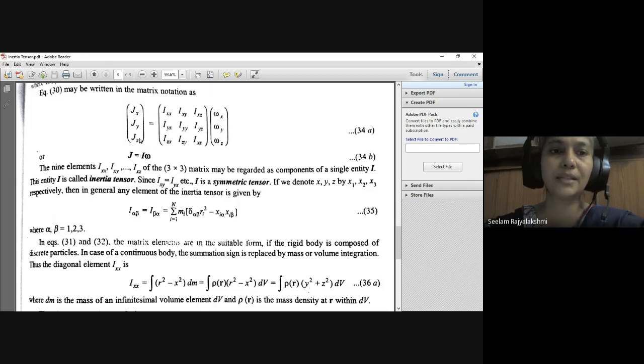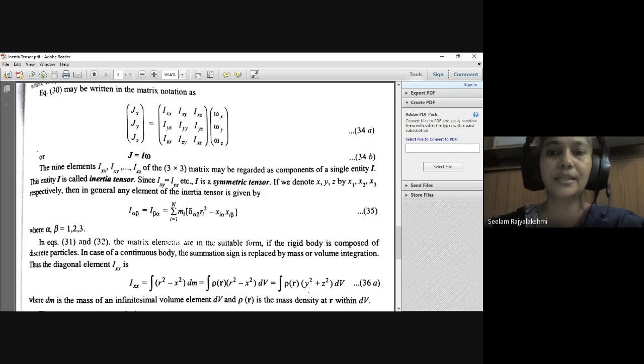Or we can write this as J, the component in the xyz direction. So here J equals I into omega. In the place of I we have 9 elements: 1, 2, 3, 4, 5, 6, 7, 8, 9. These 9 elements of a 3 by 3 matrix may be regarded as components of a single entity I, and this I is nothing but the inertia tensor. Since Ixy equals Iyx, etc., I is a symmetric tensor.